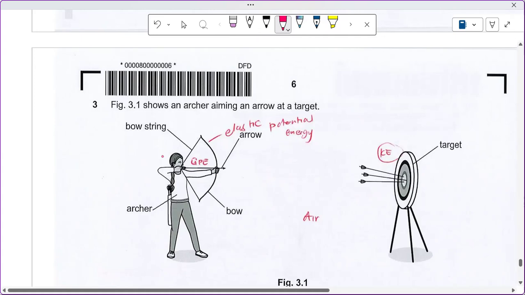This one in class as well, when we're doing it, I said it's important, guys. Look at the diagram. See what's happening. Anything that stretches will always give me what type of energy? Elastic potential energy.